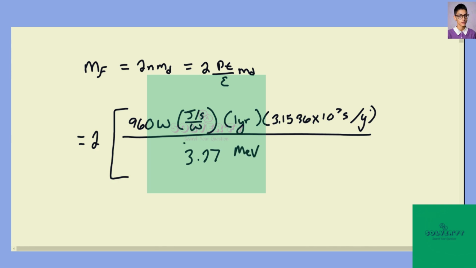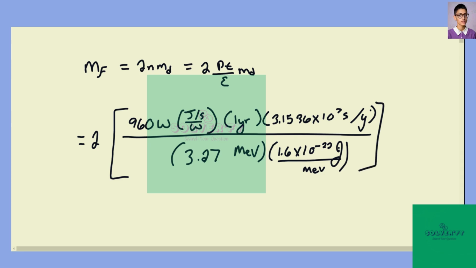We have 3.27 MeV, and we're multiplying this by 1.6 times 10 to the negative 13 joules per MeV. And now let's put in the mass of deuterium. I'm just going to put little brackets here: 3.35 times 10 to the negative 27 kilograms.